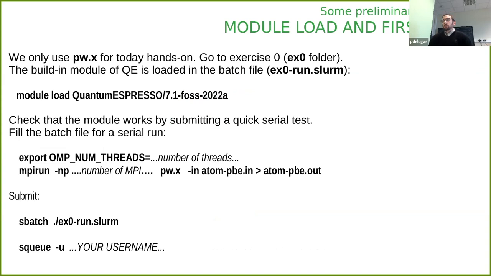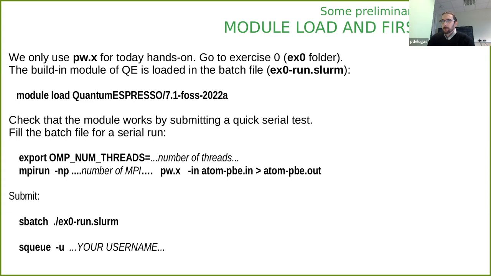You should also find the batch file, namely the file to submit the job through Slurm, which is the batch scheduler available on this cluster. What I ask you to do in this preliminary exercise is just to fill the dots in the batch file in order to run a very simple serial run. So I already tell you the answer. You just put one everywhere and it should work. Inside the batch file, you also find the command to load the built-in Quantum Espresso version, which is the last release, 7.1.